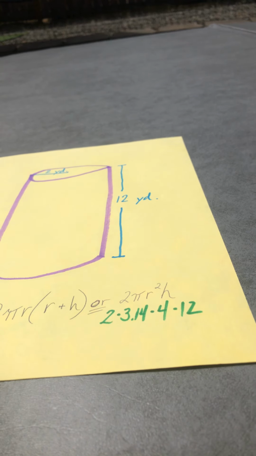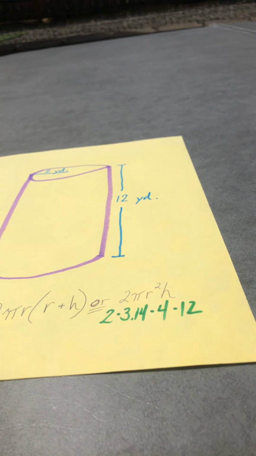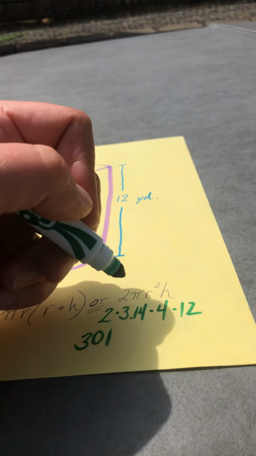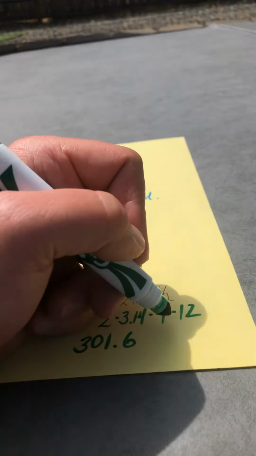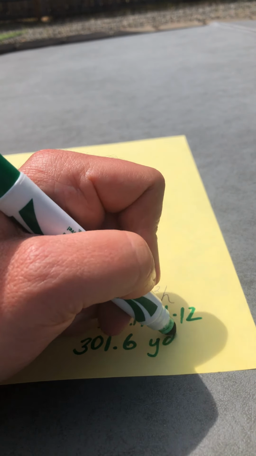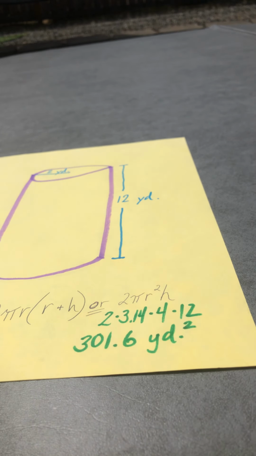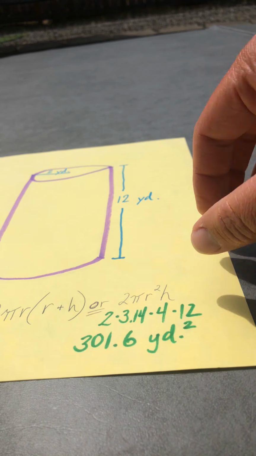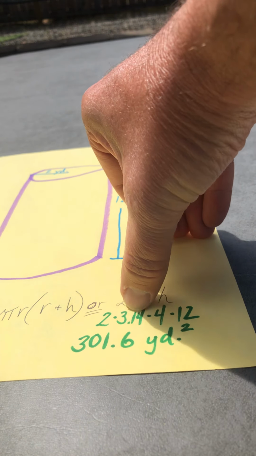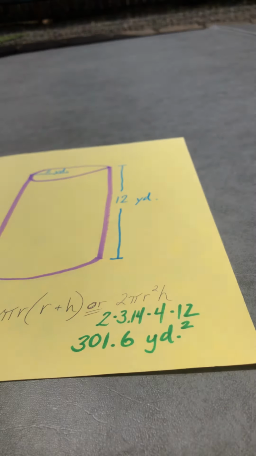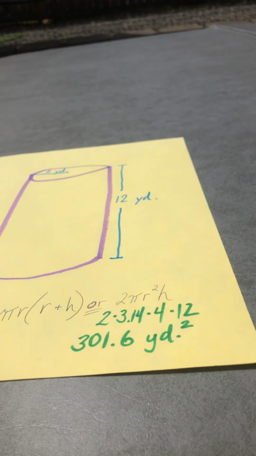Multiply those out with your calci. And you should be able to figure out the surface area. I got 301.6. And I did round, and that's yards squared. All right, so again, hopefully you're getting close to that. If you use the pi button instead of my shortened answer here, you might be a little bit higher or longer with your answer, but that generally works.